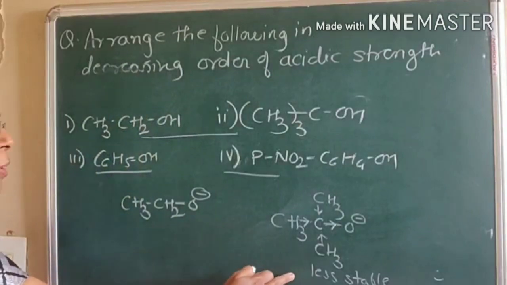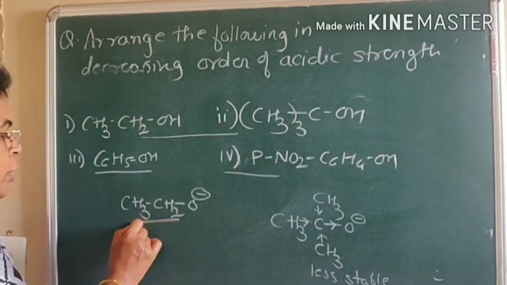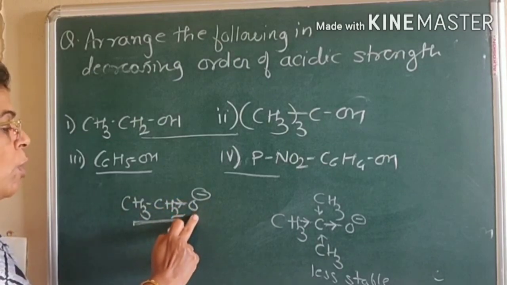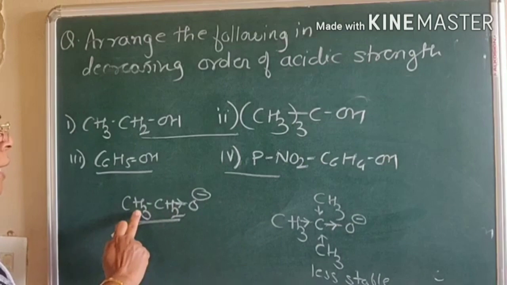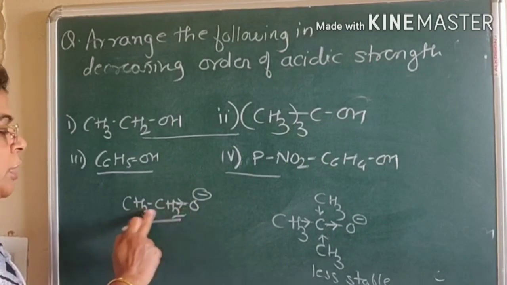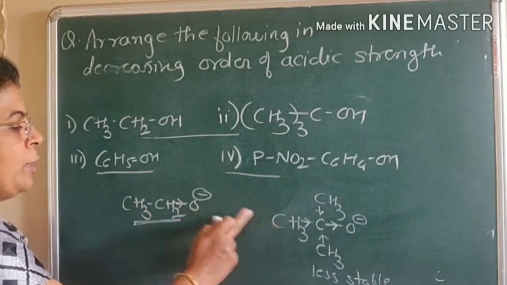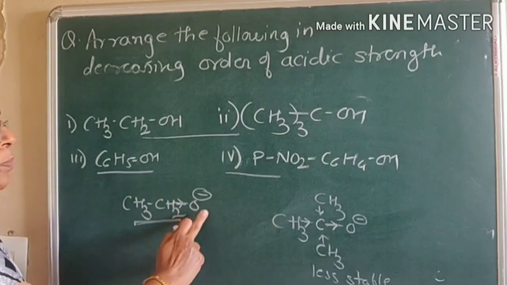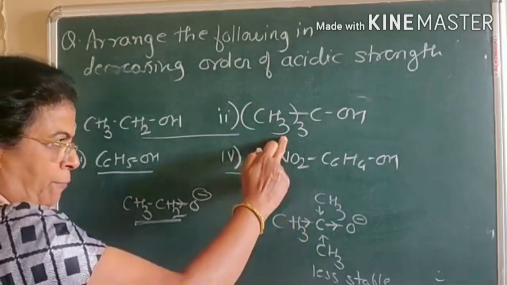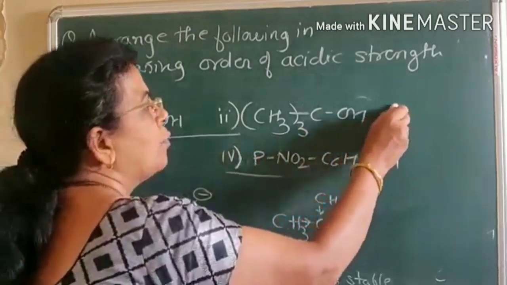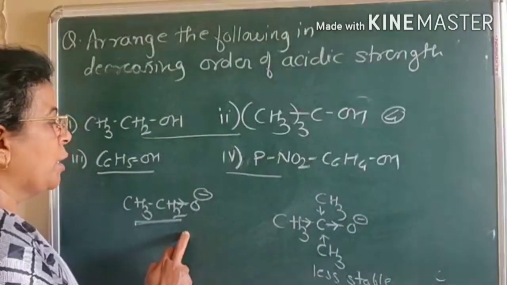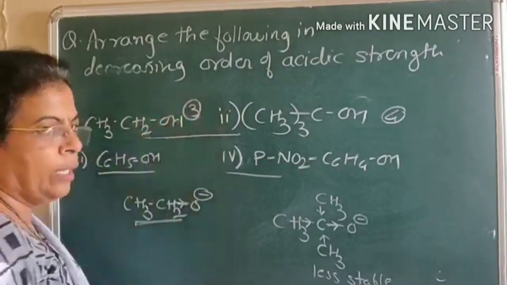Now here, as compared to this, there is only one alkyl group, that is the ethyl group, and therefore the electron density of this oxygen atom is also higher by the electron donating effect or inductive effect of this ethyl group. But as compared to this, it is less. Therefore, we can give the preference for this as 4. That is, it is least acidic in nature as compared to this ethanol. Then for this ethanol we give third number.